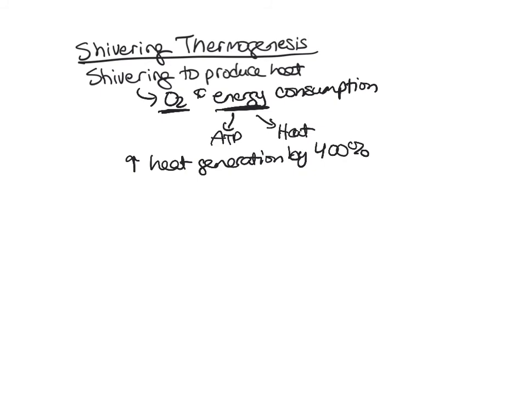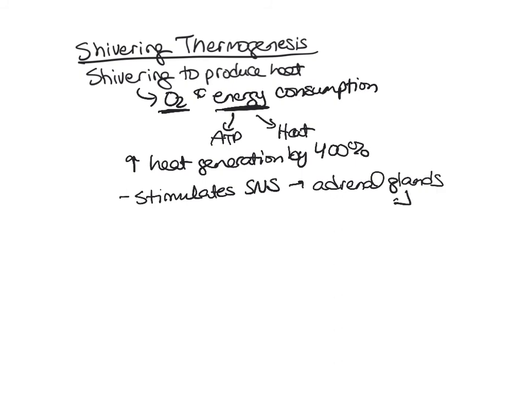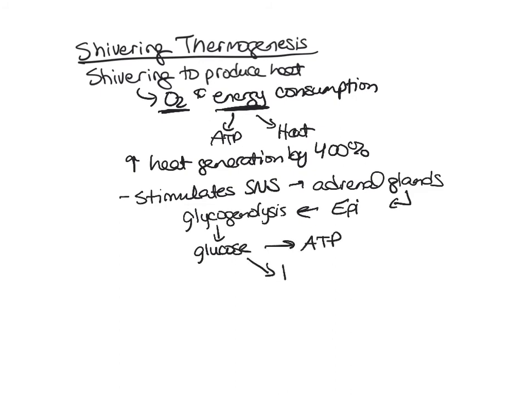Shivering thermogenesis does this by stimulating the sympathetic nervous system. And then the sympathetic nervous system stimulates the adrenal glands. And then the adrenal glands release epinephrine. And then epinephrine stimulates glycogenolysis. If you remember what that is, that's breaking down glycogen into glucose. And then glucose can be used to produce ATP, which also produces heat.